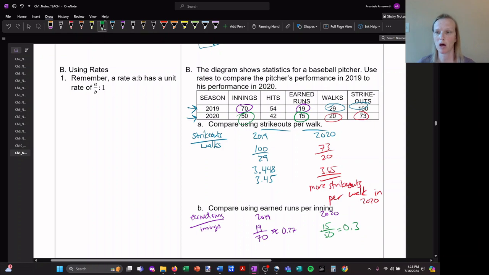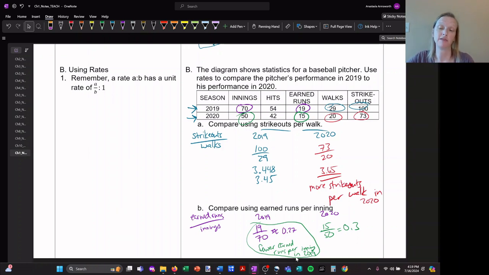And so it looks like there were fewer earned runs per inning in 2019 based off of that information. So really, you could have chosen any of these statistics to have in your numerator and any of these statistics to have in your denominator, but those were the ones asked for in the question.